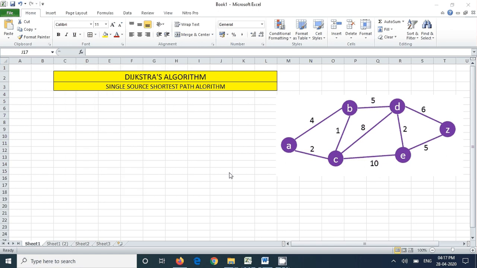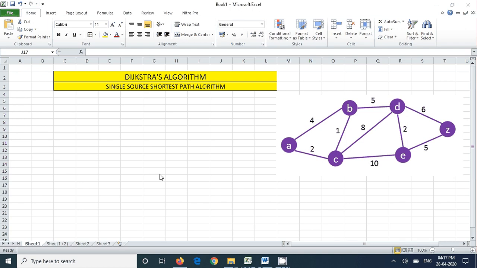Hello all. Today we are going to see Dijkstra's algorithm, which is a single source shortest path algorithm. This is one of the graph algorithms. It is used to find the shortest path from one node to all the other nodes in a graph. For example, if I take a node A, what is the shortest path from A to all the other nodes B, C, D, E, Z? That will be found out by using this algorithm.